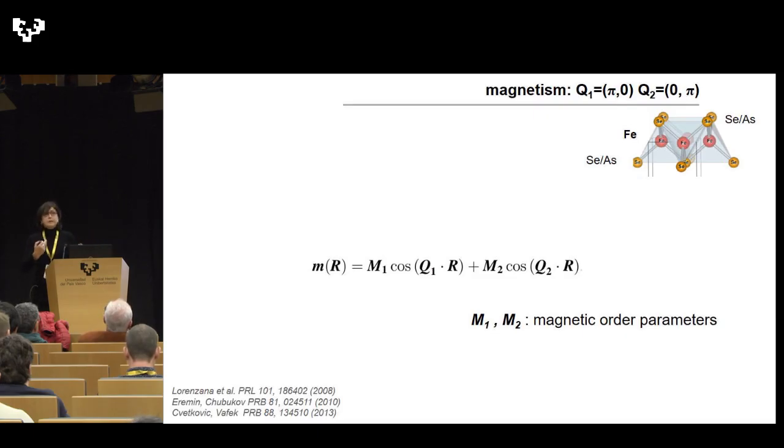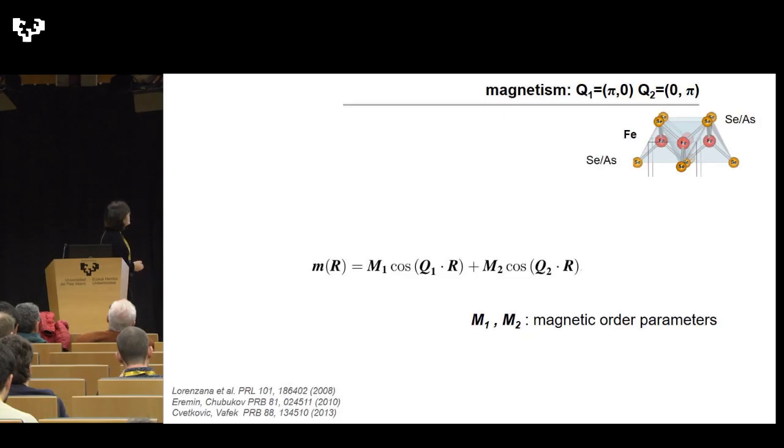In fact, by breaking some of these elements that I showed to you, either the C4 or the glide symmetry. So the most general way of writing magnetism in the iron lattice, which is a square lattice in these tetragonal symmetries, is by considering, most generally, two propagating wave vectors, which are the (π,0) and the (0,π). I have a square lattice. And I can write the magnetism as a function of these two propagating wave vectors, where M1 and M2 are magnetic ordering parameters. And depending on the value of these magnetic ordering parameters, we can realize different types of magnetism in the system.